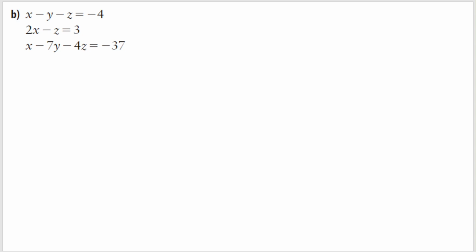Again, let's use the matrix method to solve it. The corresponding matrix of this system is: first row is 1, -1, -1, and -4, right? And 2, 0, because there is no y, so the coefficient of y is 0, then -1 and 3. And the last row is 1, -7, -4, and -37, right? So again, let's try to convert it to RREF.